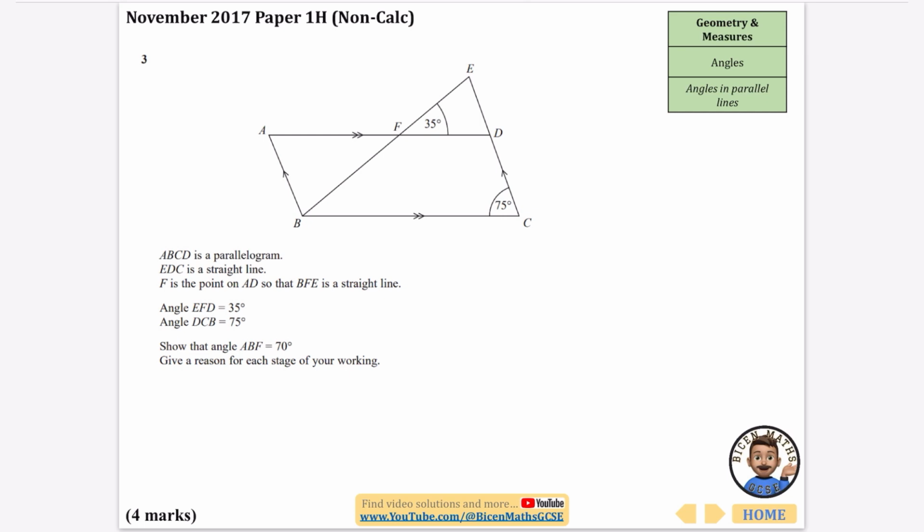Okay, so it says that ABCD is a parallelogram, and EDC is a straight line. Again, we can just see that. F is the point on the line AD, so that BFE is a straight line. Great, all pretty obvious so far. Angle EFD is 35 and angle DCB is 75. Well, all of this stuff here is kind of pointless. It just says, show that angle ABF is equal to 70 degrees. So this is the one that I'm aiming for, not that one there.